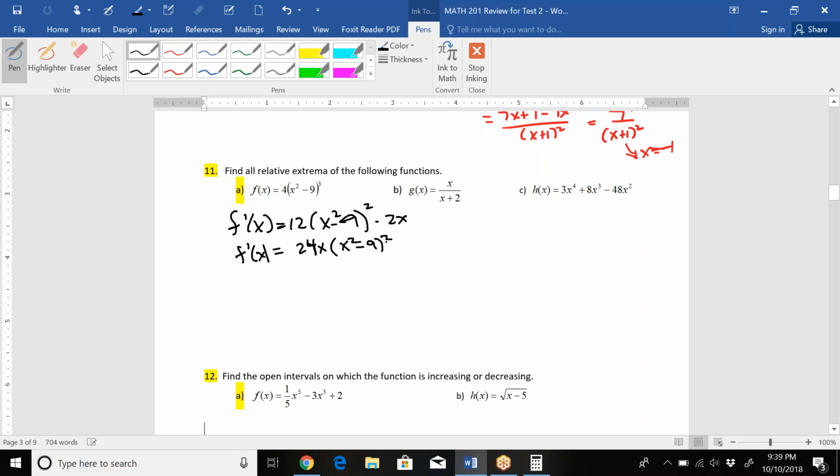Okay, so we set those equal to 0. So 24x equals 0 would just be x equals 0. X squared minus 9, even though this is squared, that ends up being an x plus 3 and an x minus 3. So we get -3 and 3.